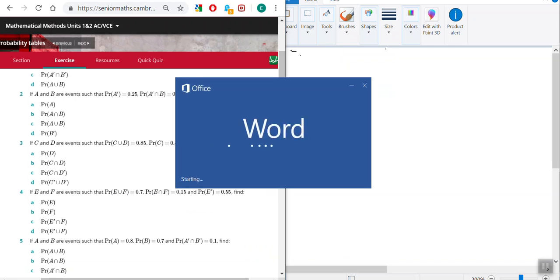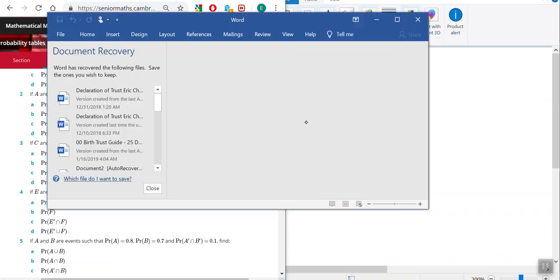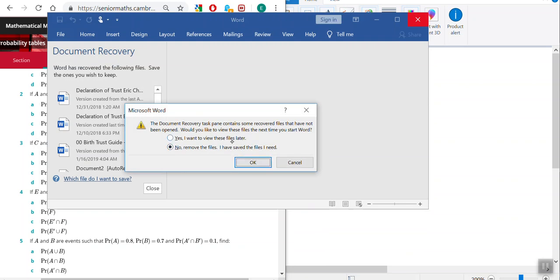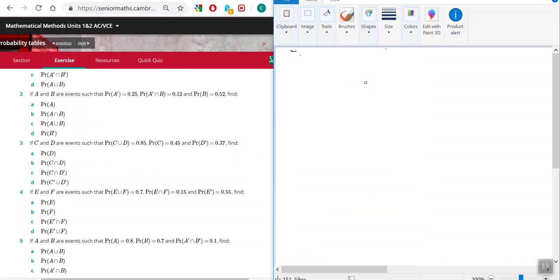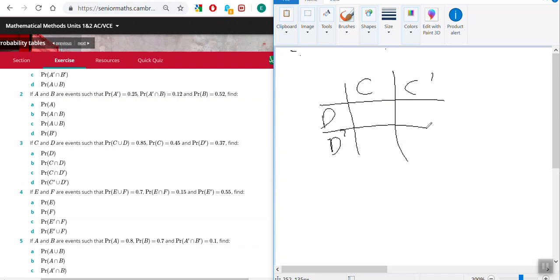So if we look at question 3, we've got some probabilities, and we're trying to create a probability table to help us do the probabilities. Okay, so let's get started. We've got C, not C, D, not D, and we're going to form our probability table from this. We know that with probability tables they sum up to 1, and we're given some information.